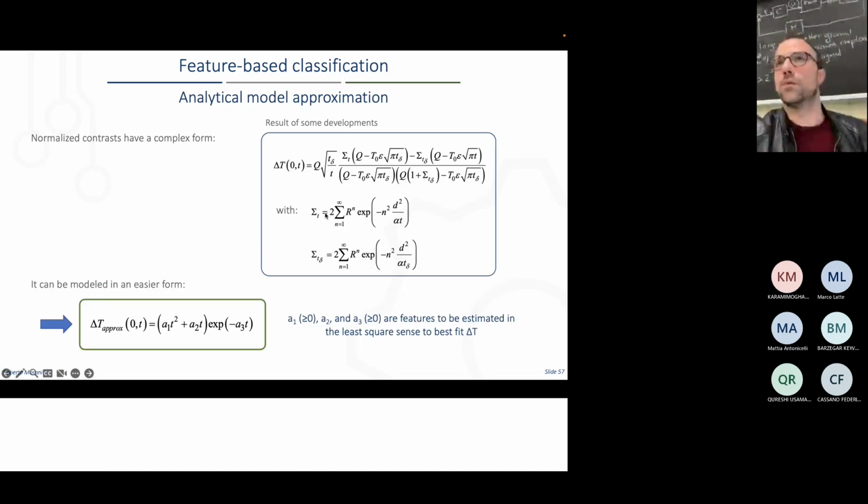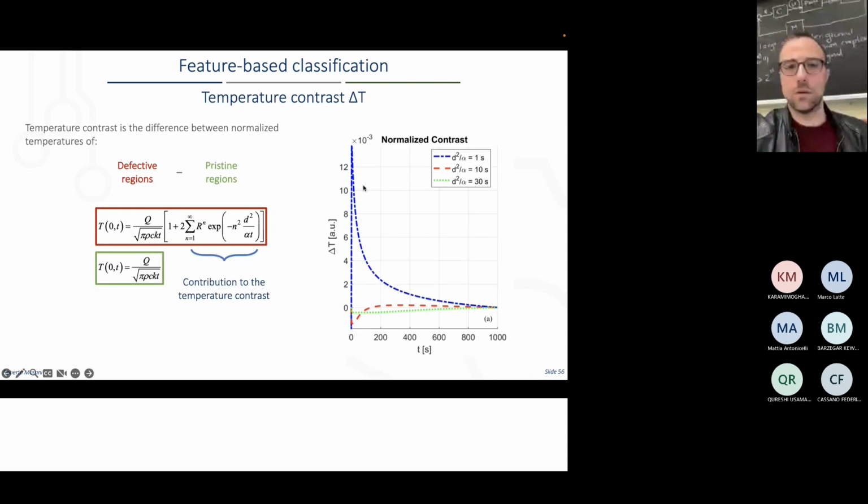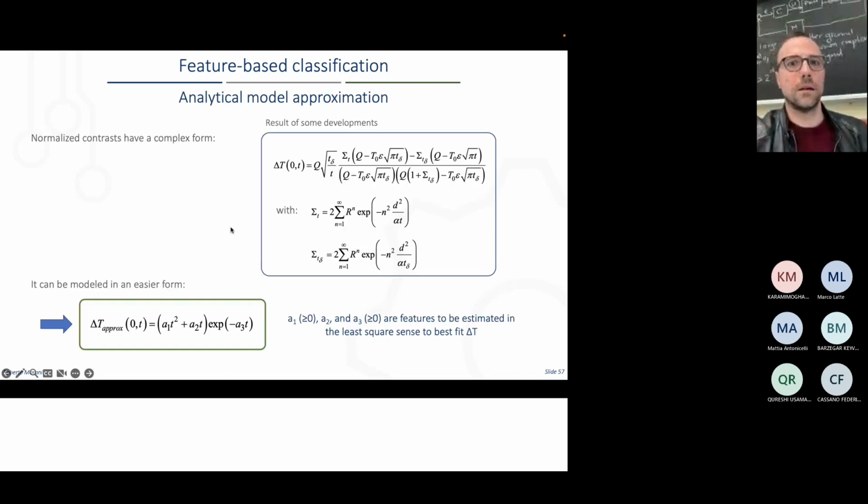Now, there are many ways to process this data, and this is the result. So just taking these terms and making some developments, you obtain this formulation that can be modeled, as you have already seen in the MATLAB code, by this model that I easily created, where A1, A2, and A3 are features. So from all the signals taken from a single pixel in the image that are temperature profiles, we can make an approximation and try to find the best parameters that are able to fit this model on this curve here.